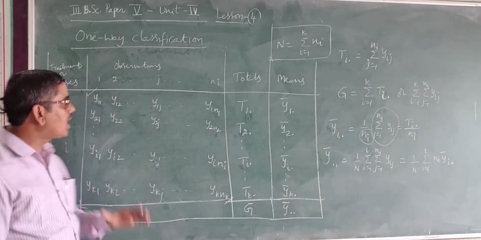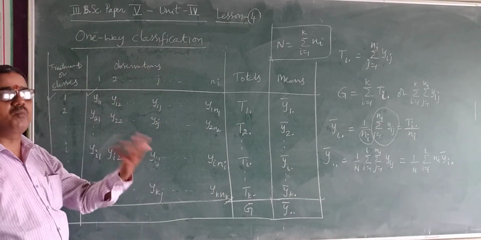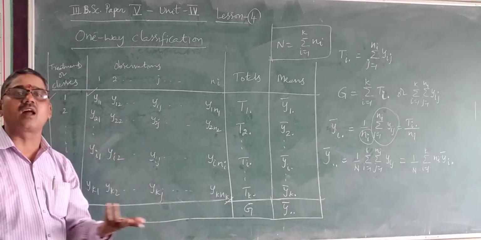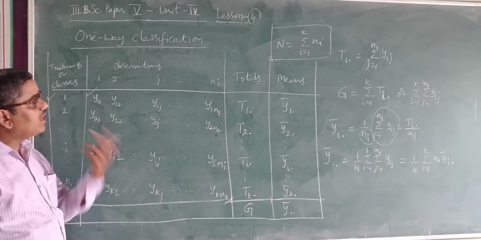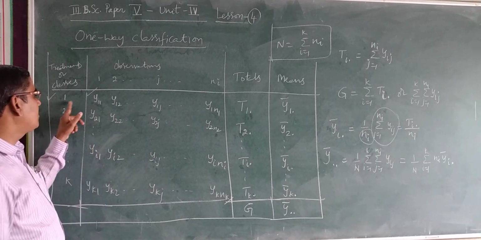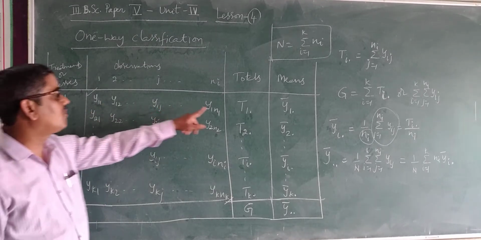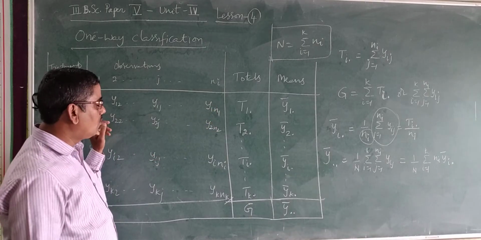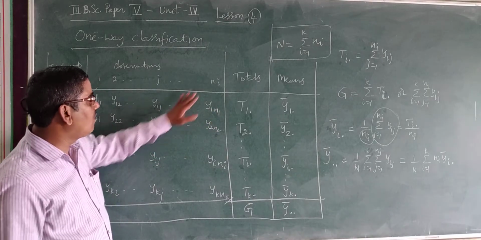J is equal to 1 to Ni represents observations. How many observations are in that class? For example, for i equal to 1, these are the observations y11, y12, y1j, y1n1. Whatever I have written, I have written in the same fashion.